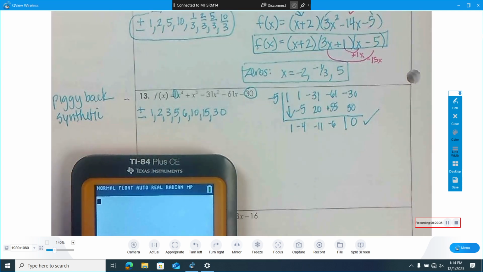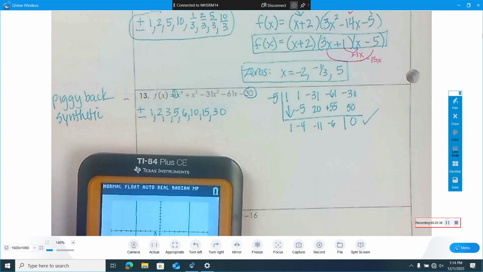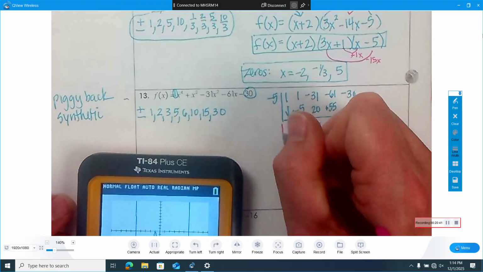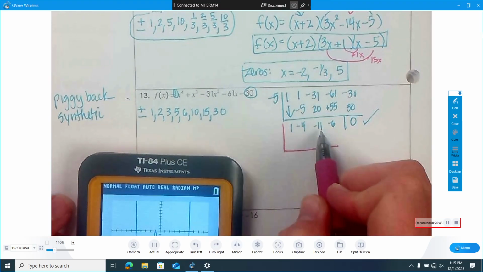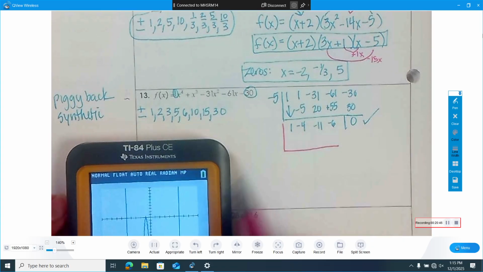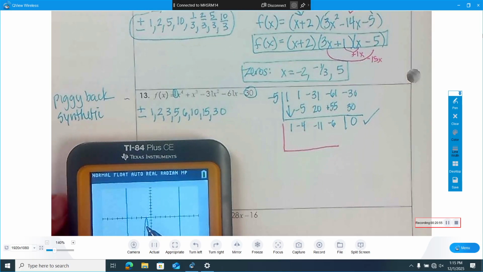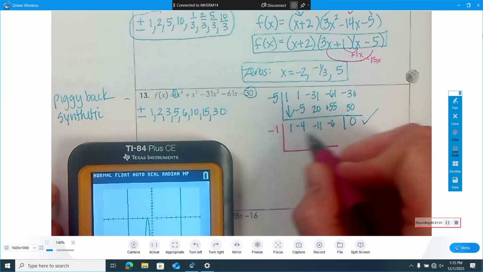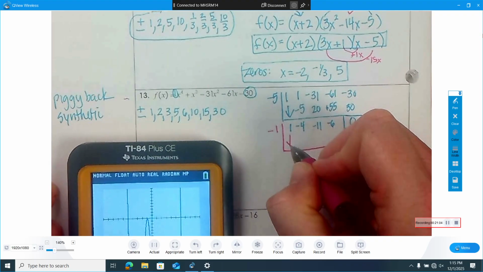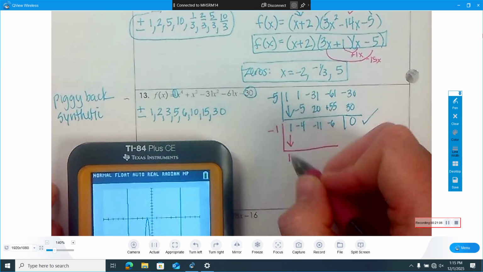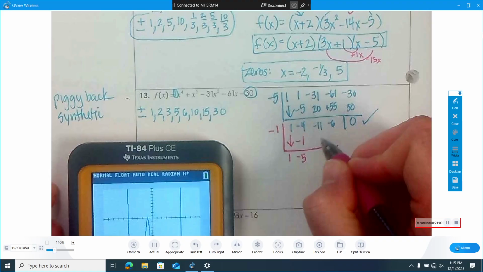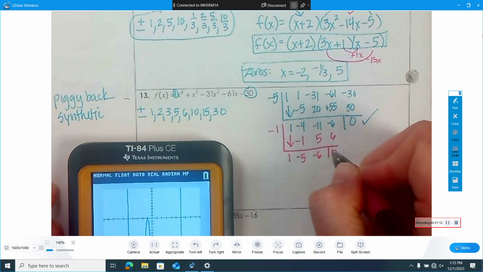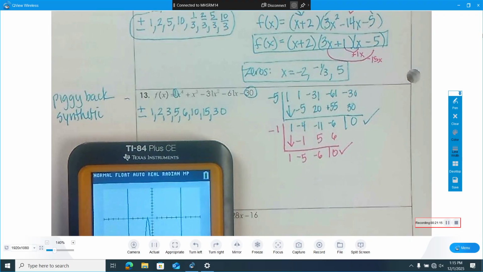So I'm going to go back to my graph and pick another. So this is where I call it piggyback. What I'm going to do is just piggyback right off of our little quotient here and pick another 0. We've already used -5. What else can I use? Can I use -1? Yeah, I just want to use -1. And so now I'm just going to piggyback right off my coefficients right here. And so I'm going to bring down my 1 again. And that's going to be -1, -5, 5, -6, +6, 0. And I get another 0 there.